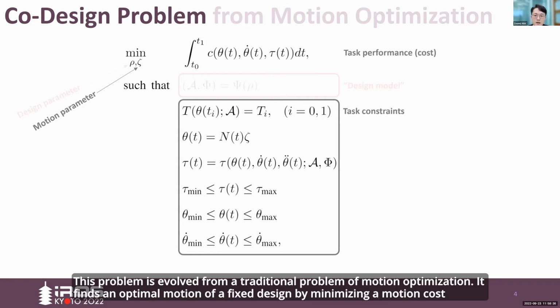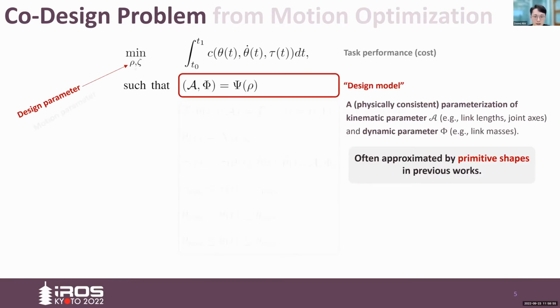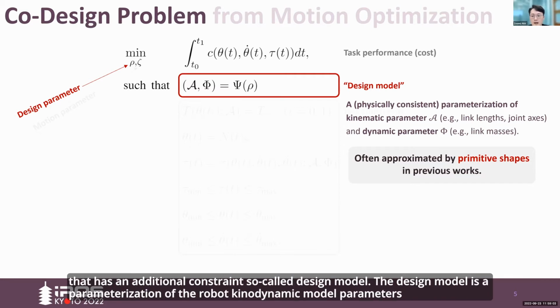This problem is evolved from a traditional problem of motion optimization. It finds an optimal motion of a fixed design by minimizing a motion cost while satisfying a set of task constraints, such as matching desired end effector poses and joint limits. Adding a design parameter such as link lengths to here as a variable denoted by rho, it becomes the co-design problem that has an additional constraint, so-called design model.